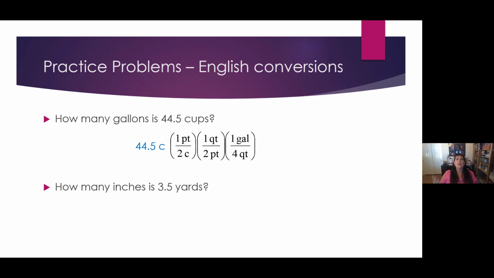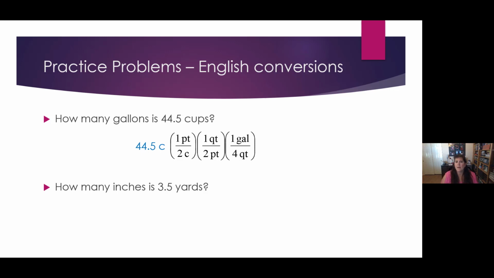Again, there are different ways to input this in your calculator. You do not have to do it my way. 44.5 times 1 divided by 2 takes care of the first fraction. Times 1 divided by 2 takes care of the second fraction or conversion factor. Times 1 divided by 4 takes care of the last conversion factor. Equals. I get a lot of digits.